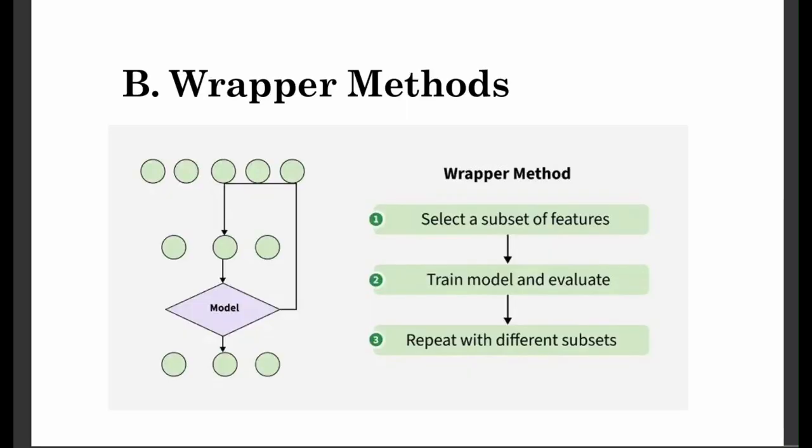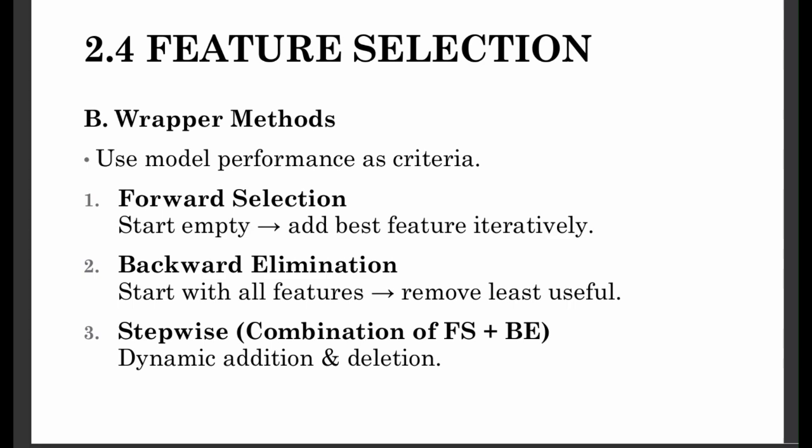The second category of feature selection methods is wrapper methods. Unlike filter methods, wrapper methods use model performance as their criteria for selecting features. They try different subsets of features, train a model on each subset, and keep the subset that gives the best performance. There are three main wrapper methods. They are forward selection, backward elimination, and stepwise selection.